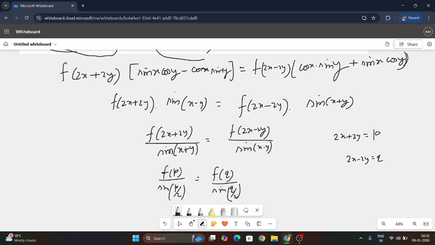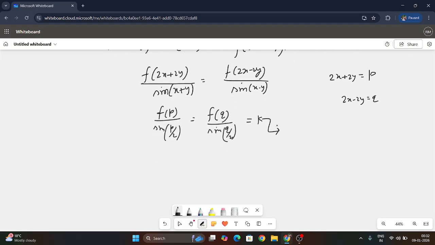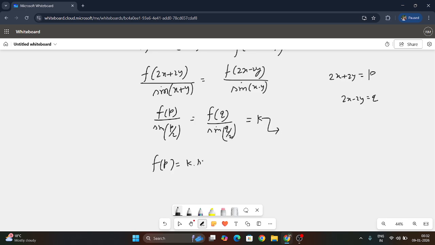If you observe, these two are completely symmetric. So let's say this is equal to k, where k is any constant number. With the help of these two, you can take this one or this one, it's your choice. From here you can say that f p is equal to k times sine p by 2, or you can also write f x is equal to k times sine x by 2.